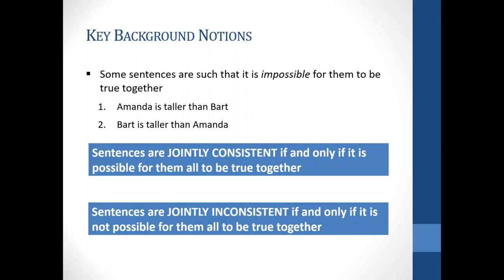Note that this is a property of collections of sentences. Could be 1, could be 2, could be 3, could be a billion. I'm obviously not going to ask you that many. But we can see how this might work. I can give you a collection of sentences, and you should be able to tell me, hey, are they jointly consistent, or are they jointly inconsistent?